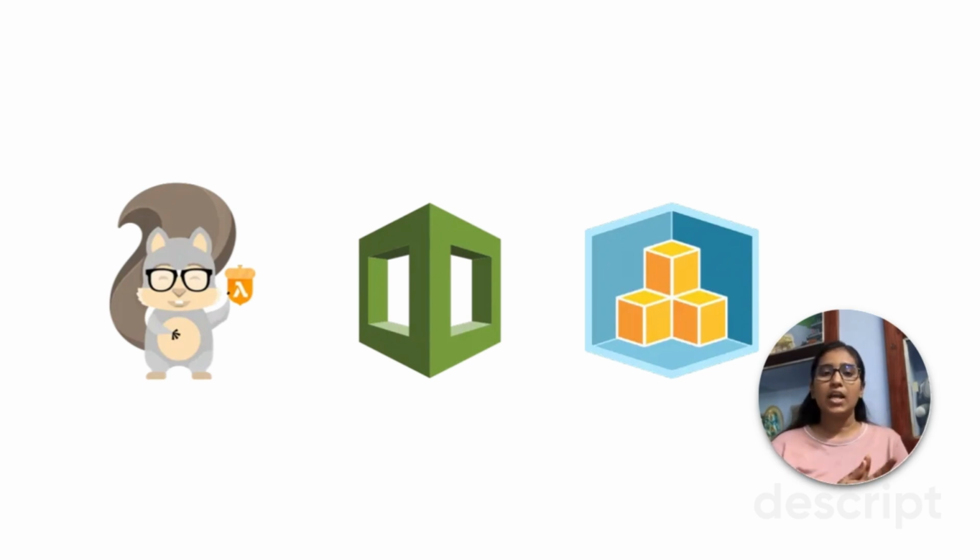CDK, on the other hand, lets you define your infrastructure using real programming languages like Python, TypeScript, etc. So if you prefer YAML and you want to go with a serverless-first approach, then SAM is the right choice. So there you have it, AWS SAM in a nutshell.